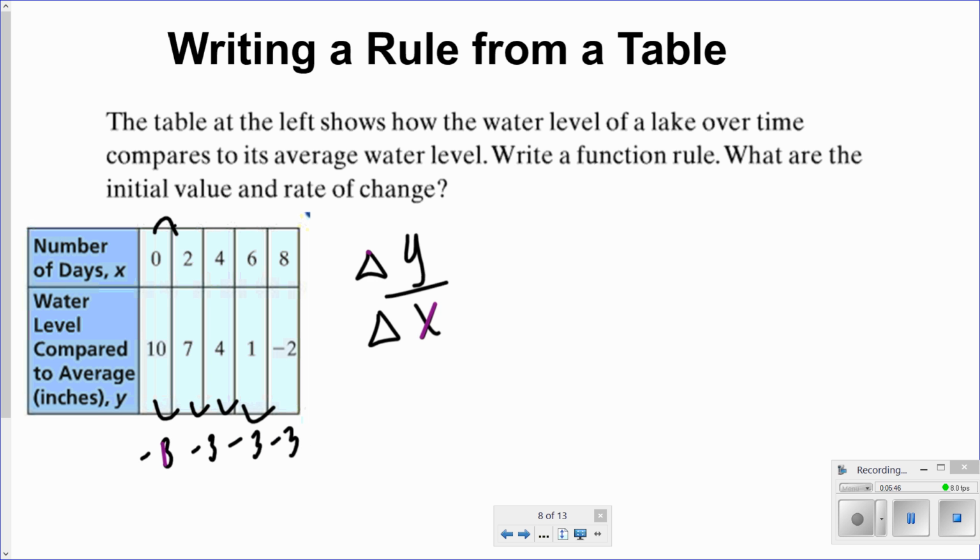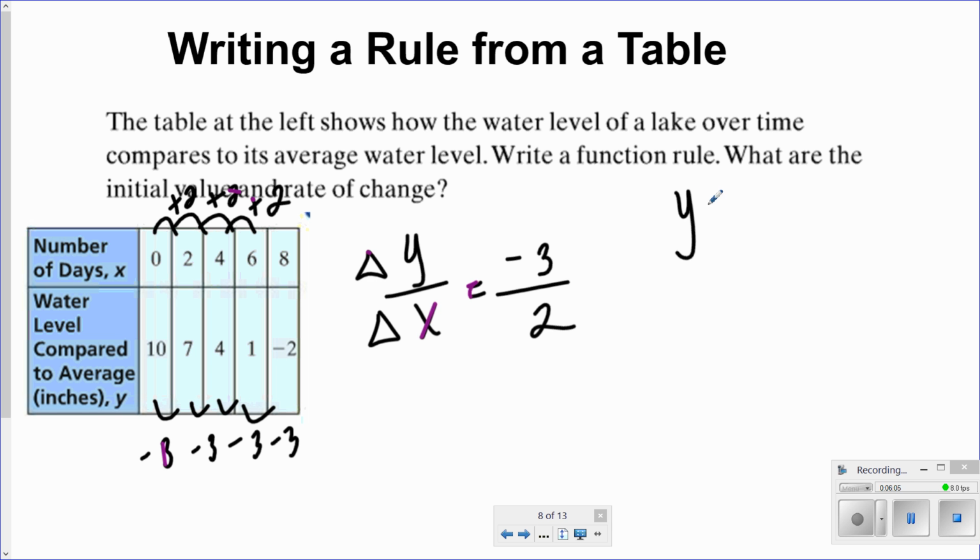How did 0 become 2, 2 become 4, 4 become 6, 6 become 8? We're adding 2 every time. So I would put negative 3 over 2. So my rate of change is negative 3 over 2. That's going to be my slope.